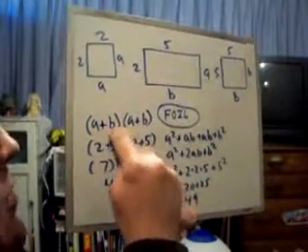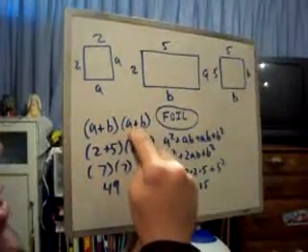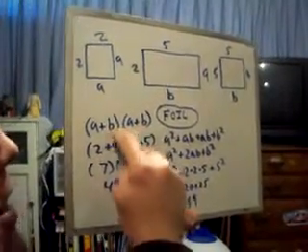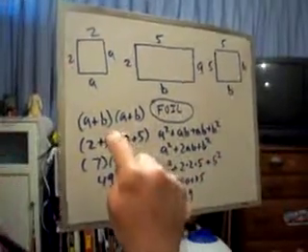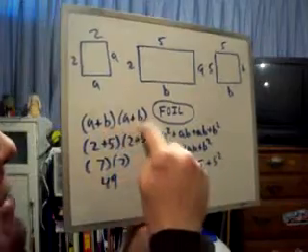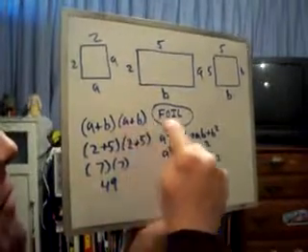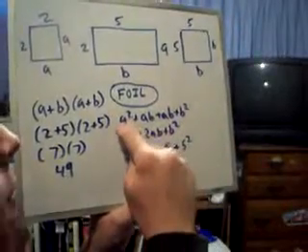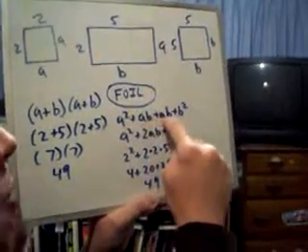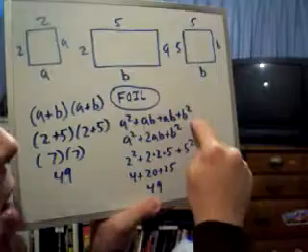What about the inner terms? This is the inner term here, and this is the inner term here. b times a is, of course, ab. Now, what about the last terms? b times b. Well, b times b is b squared. Okay? So now we have a squared plus ab plus ab plus b squared.